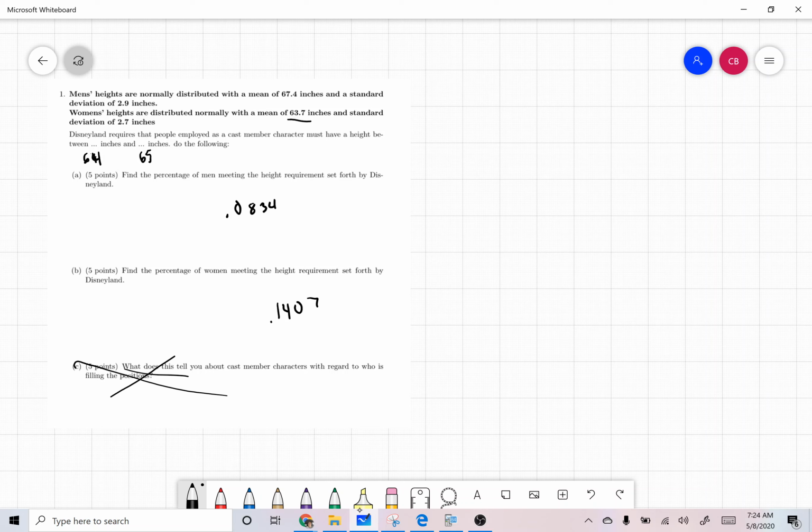And so if I was going to answer the last question, what does it tell you about cast members? Well, women have obviously a higher percentage meeting that criterion. And since there's a higher percentage, they're probably more likely to fill the positions.